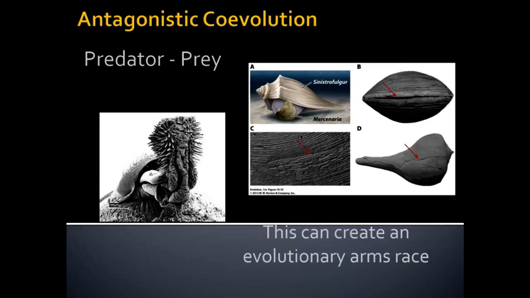And so we can see damage in the fossil record to these clams that have suffered these attacks but then survived. So this is kind of give and take. And in antagonistic coevolution, we often have this back and forth where changes in one species are driving the evolution and changes in the second species.